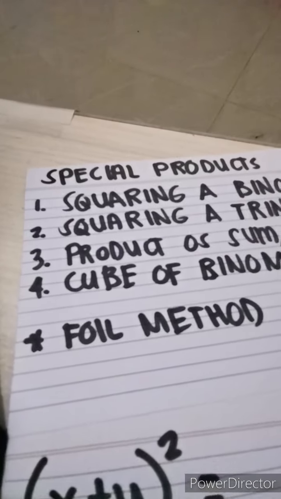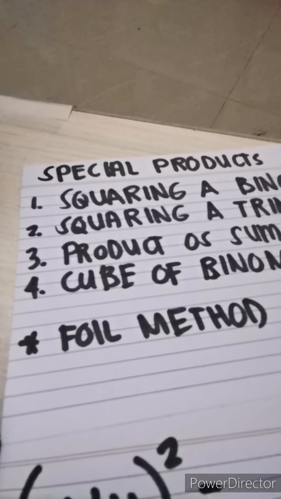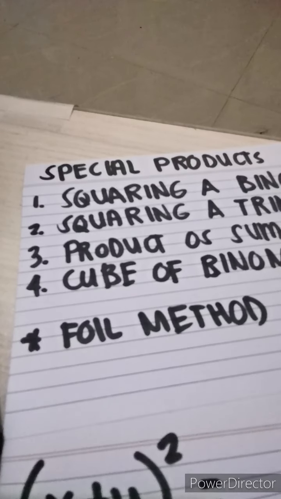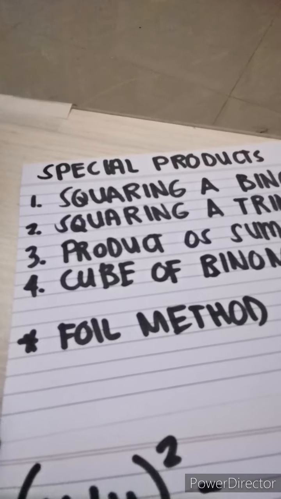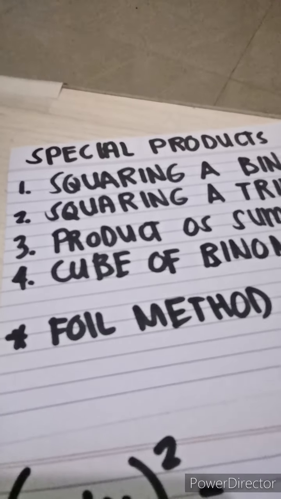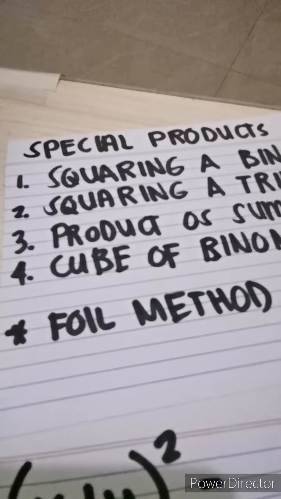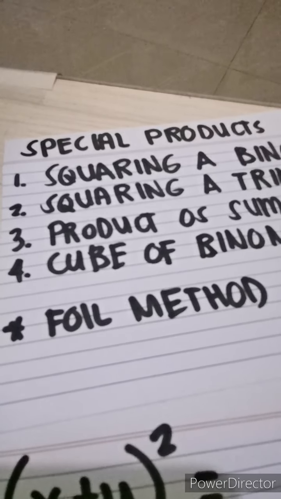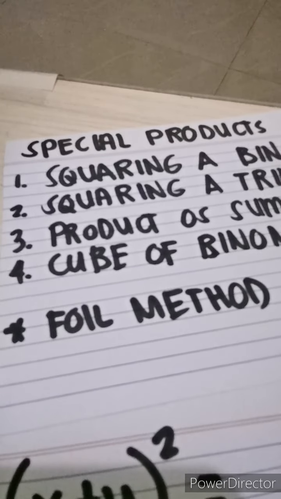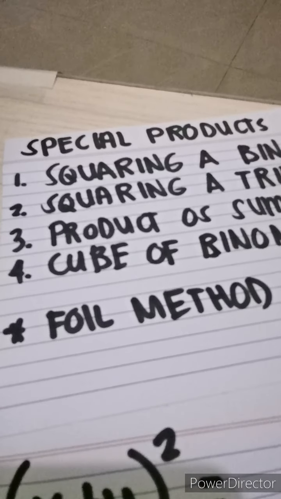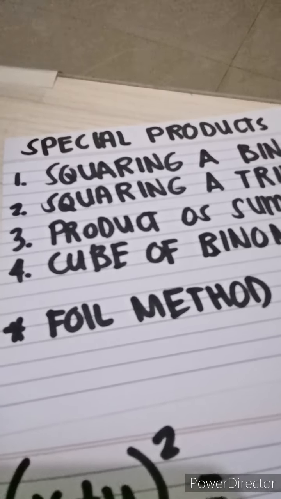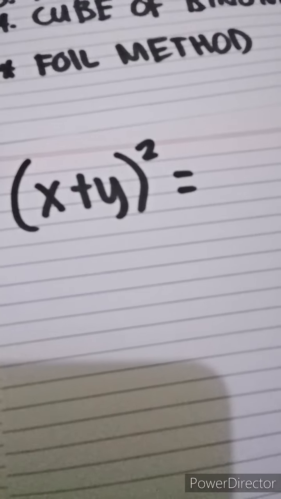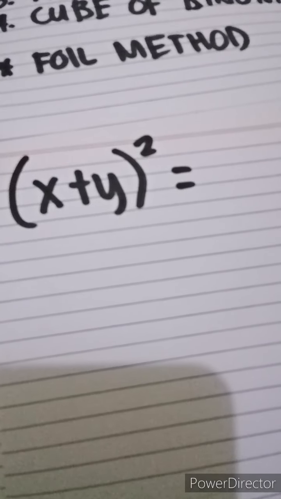So what are those special products? Special products are the special forms of algebraic expressions whose products are readily seen. Once you see it, you will say, okay, I already know the answer. There is no long process; it is the shortcut for multiplying polynomials. Okay, so let me start with the squaring of a binomial.